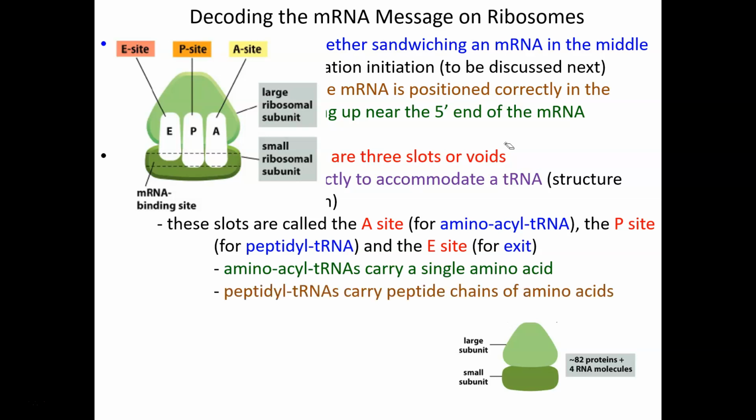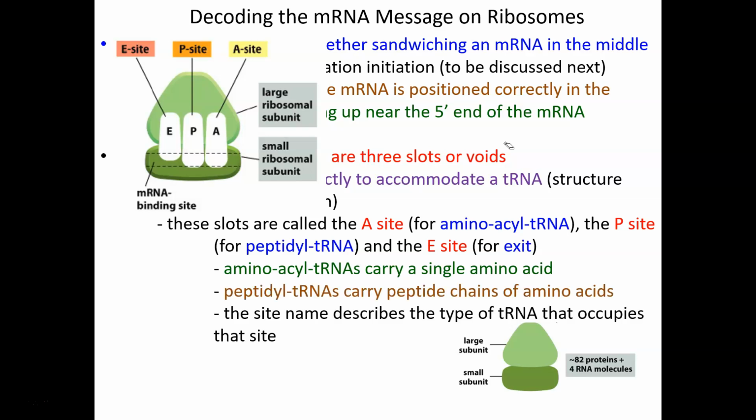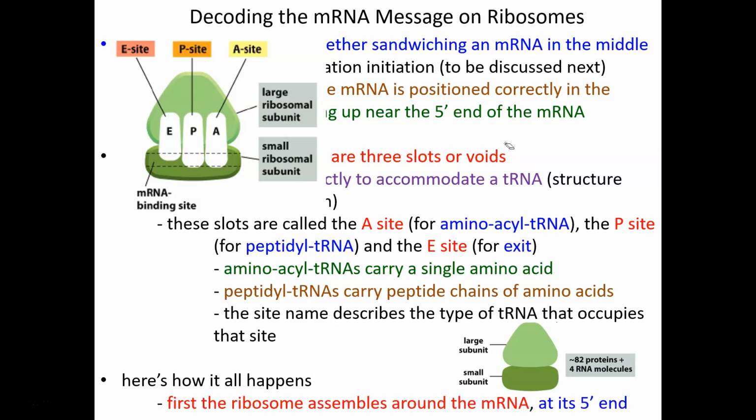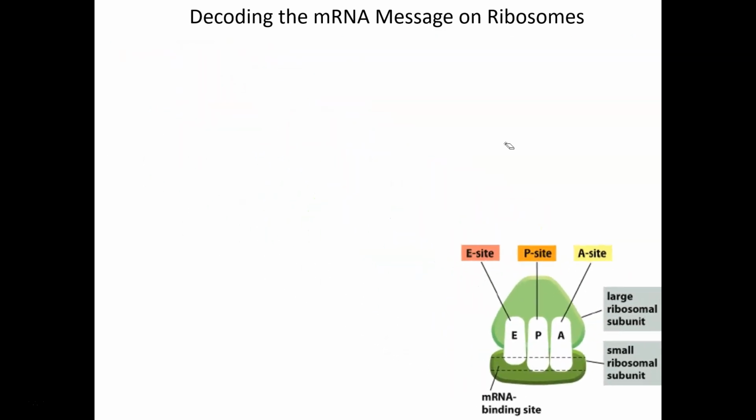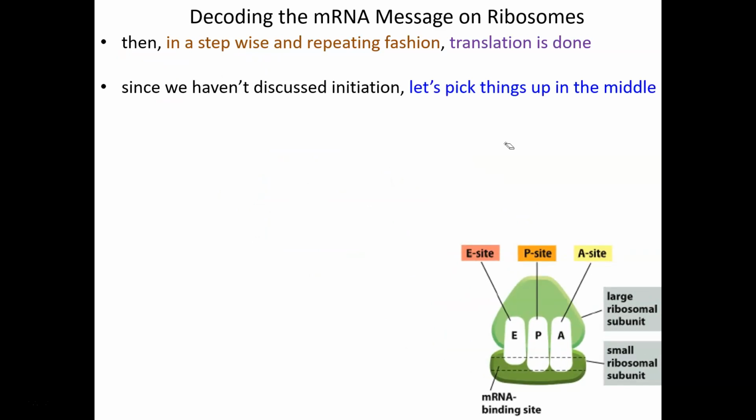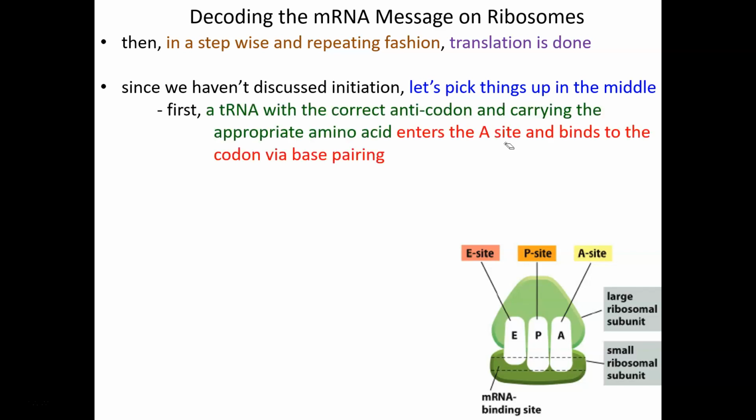Aminoacyl tRNAs carry only one amino acid, and peptidyl tRNAs are carrying the chain. And again, the name of the site tells you the kind of tRNA that is in that site at any one time. So let's watch it happen. First, the ribosome assembles around the messenger RNA, near the messenger RNA's 5' end, and then in a stepwise repeating fashion, translation is accomplished codon by codon, amino acid by amino acid, and then we get to termination. So let's pick things up in the middle, and then we'll fill in the gaps of initiation a little bit later, because it's its own complex story.